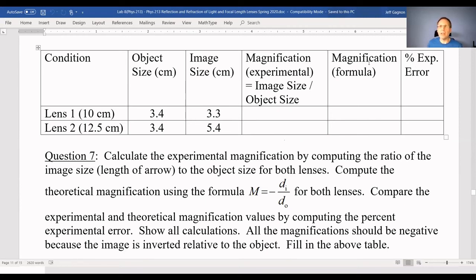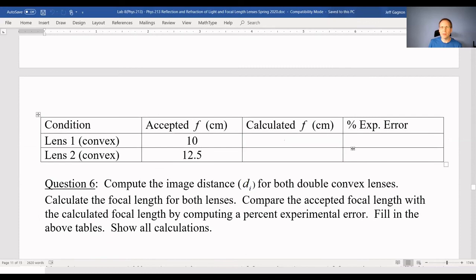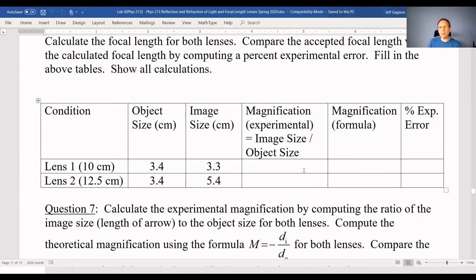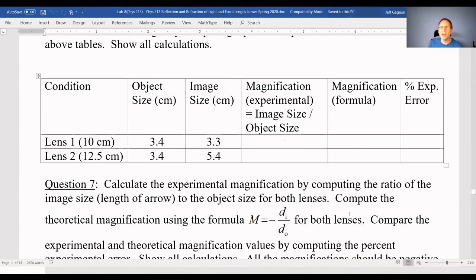And then calculate it using the formula. Remember that formula came from basically similar triangles from geometry. So it's just negative DI divided by DO. And you have the DI and DOs from this table up here. Okay, and they should be pretty close. And again, they're going to be negative. Well, actually, in this case, the negative is built into the formula.